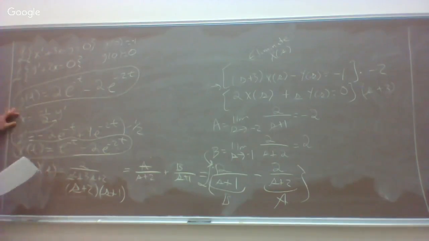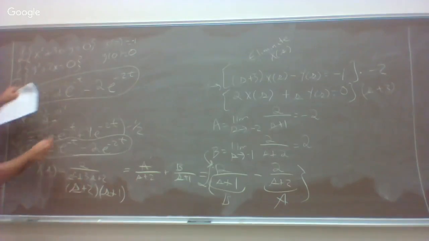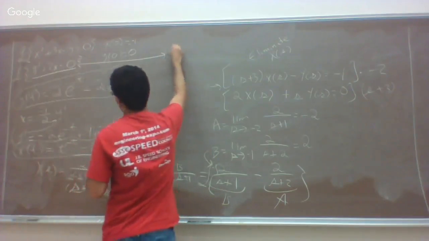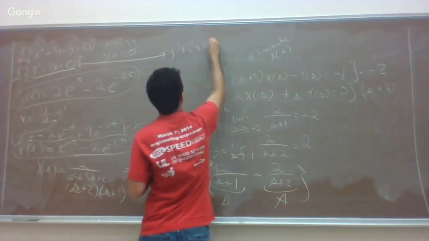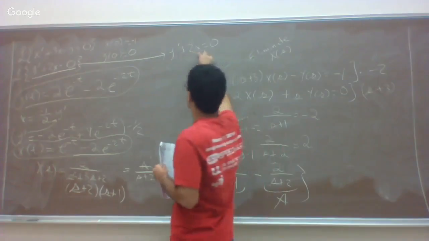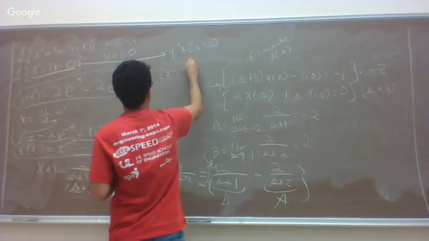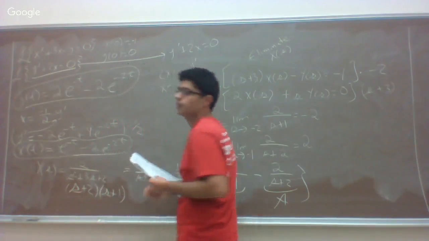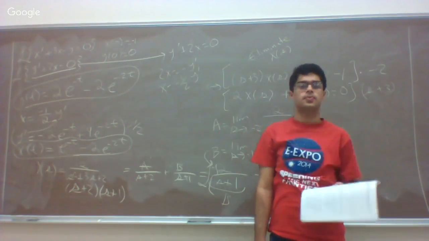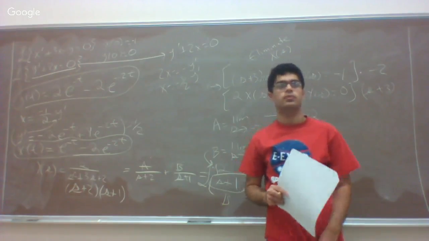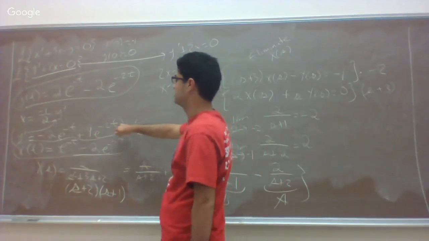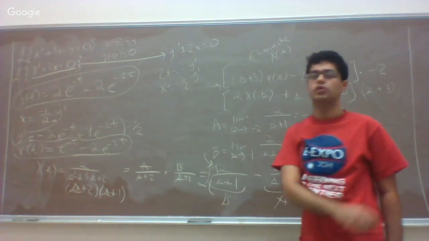Wait, say the question again. Are you asking about this portion? How I got this equation? Yeah, this was given to us. So this equation is y prime plus 2x equal to 0. If I solve for x, I have 2x equals -y prime. x is equal to -1/2 y prime. So then I find y prime and multiply by -1/2 to get my x of t.